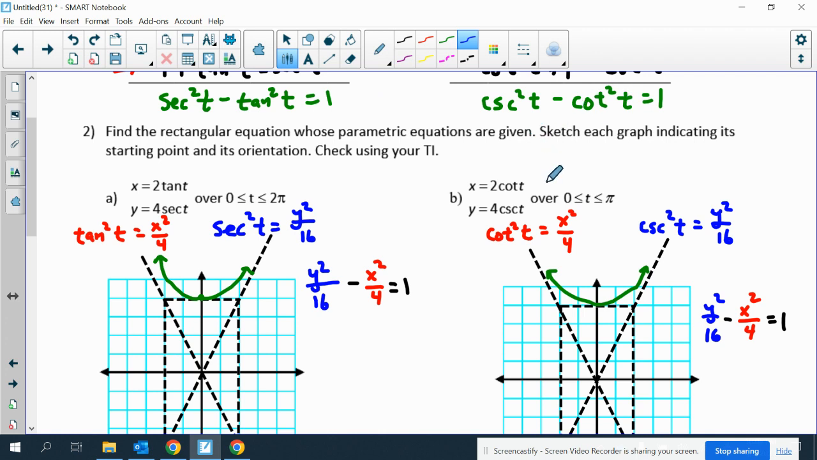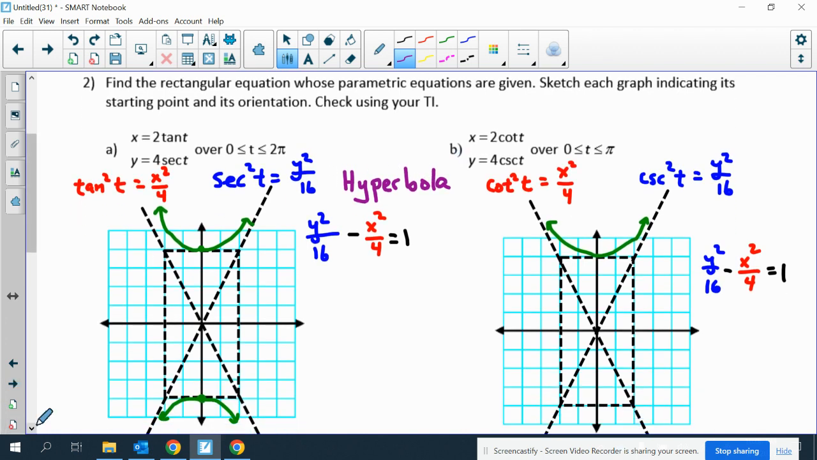So as I substitute these things into the formulas, I end up getting actually the exact same hyperbola. So these things, if we have a minus on the inside, I end up with a hyperbola. Now, we want to start talking about the orientation and the starting point.